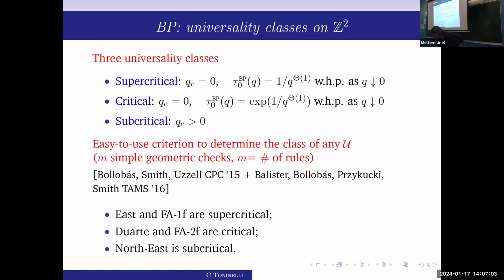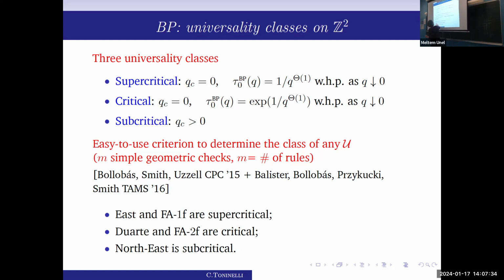Okay, and so now I want to give you, first of all, the answers for all the zoology of models that I gave you. With respect to the Bootstrap, here is the classification. The East model, the one requiring a 0 either on the right or below, is supercritical. So power law behavior and always no blocked cluster. FA1F, the one that is requiring just one empty site, is also supercritical.